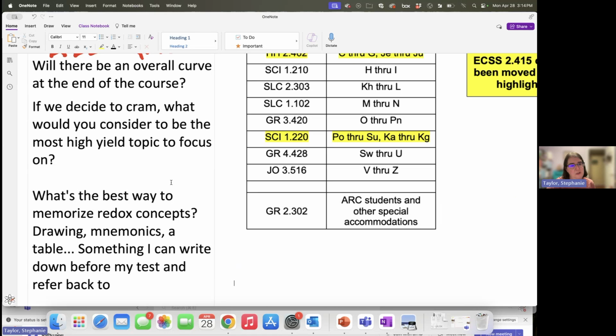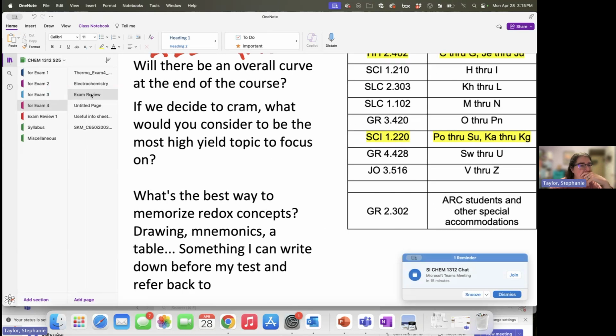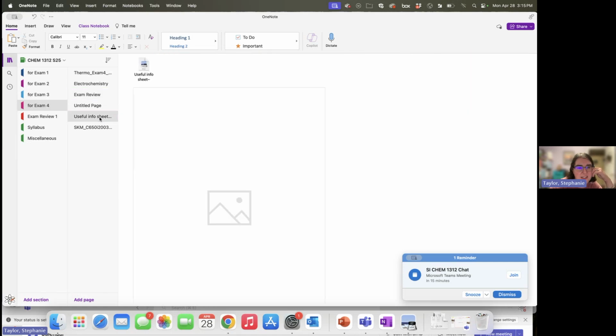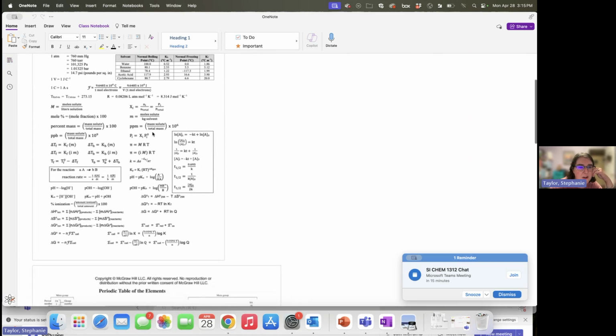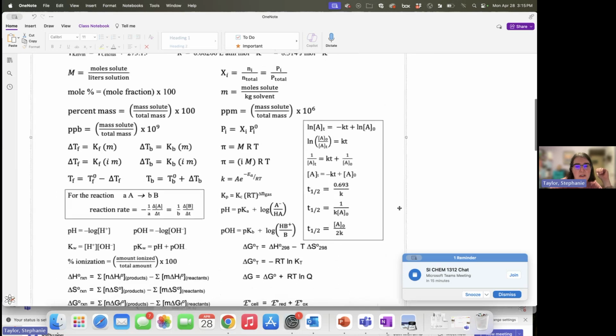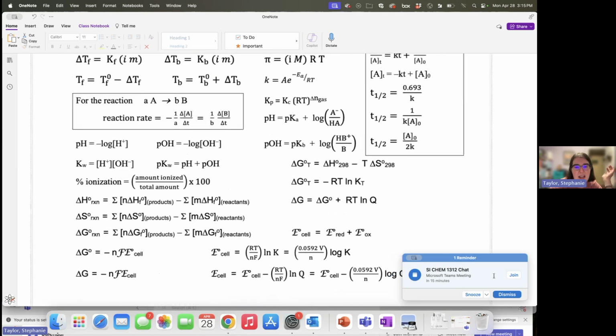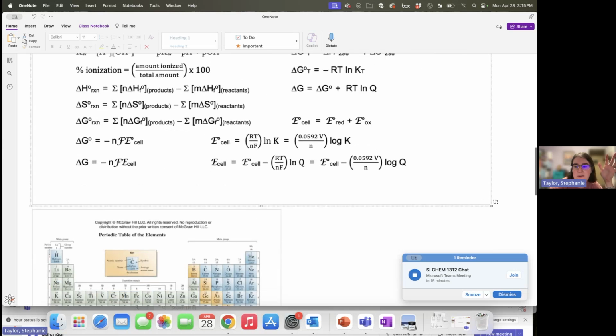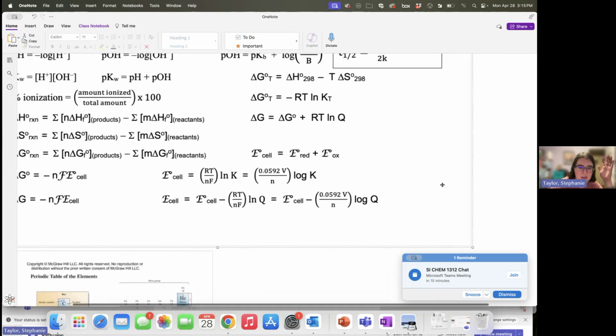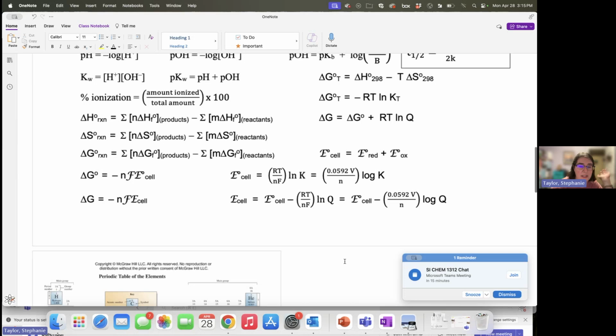If we decide to cram, what would you consider to be the most high yield topic to focus on? So I gotta fess up, for this exam, I really don't know. And that's unfortunate because I definitely understand the idea. One of the things, honestly, if I was trying to figure out, oh no, I'm running out of time, how can I make the most yield out of my time? Honestly, what I would do is I would look at all of the equations and I would make certain that I at least knew how to get things from these.